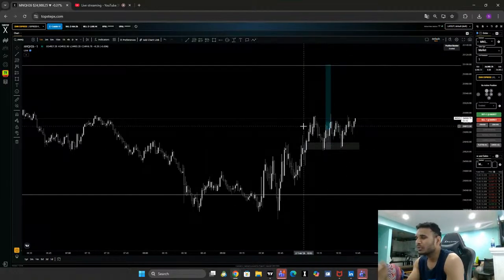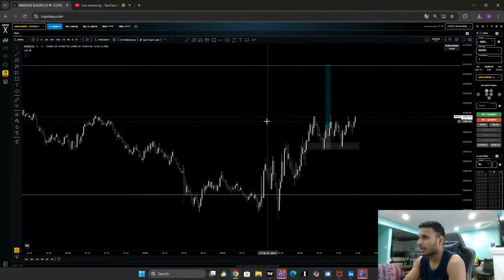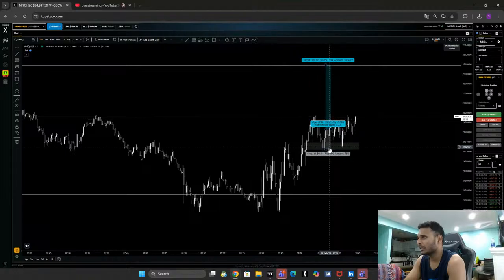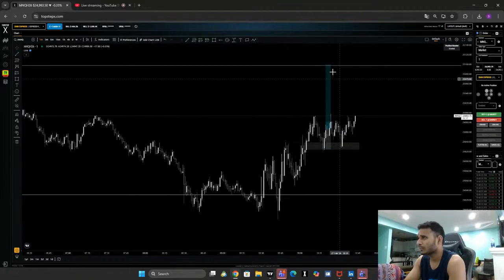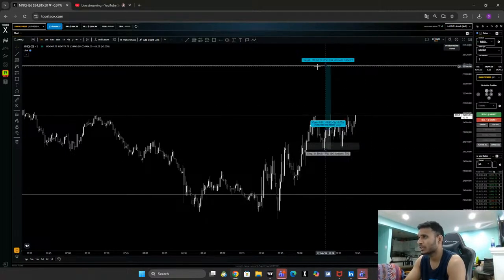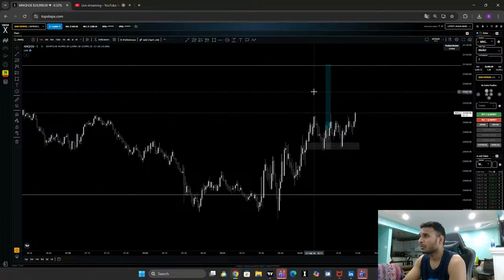And after this, you don't know what's going to happen. It might print a low, print a high, sweep the low, then it goes higher. The destination is this. I know that the destination is this for sure, but I don't know how it's going to be like.